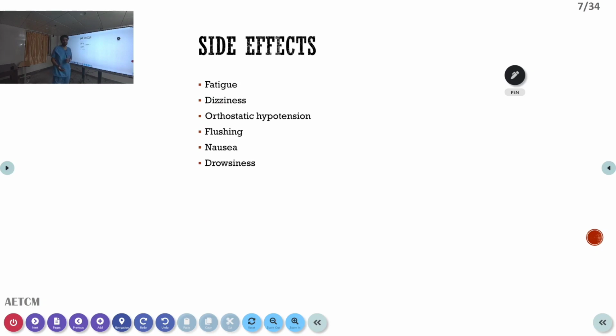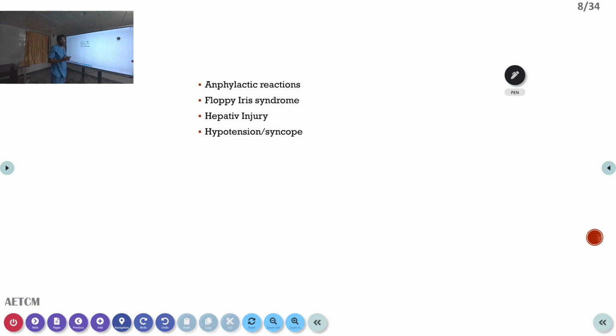Next, we have to look at the side effects which occur following the usage of Labetalol. The main side effects include fatigue, dizziness, orthostatic hypotension, flushing, nausea, and drowsiness. You can also see anaphylactic reactions, floppy iris syndrome in case of cataract surgery, and hepatic injury, and the patient can also develop hypotension and syncope.